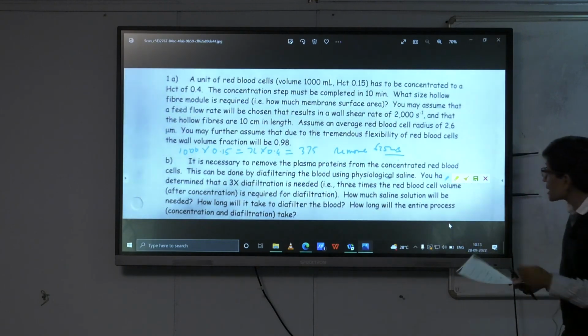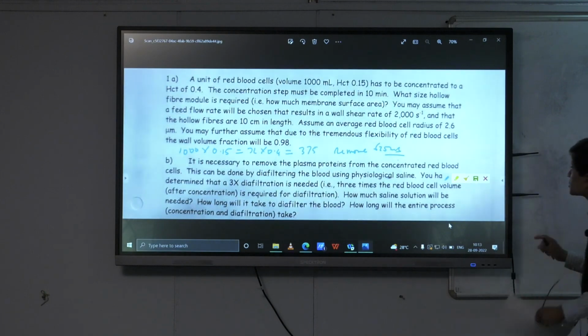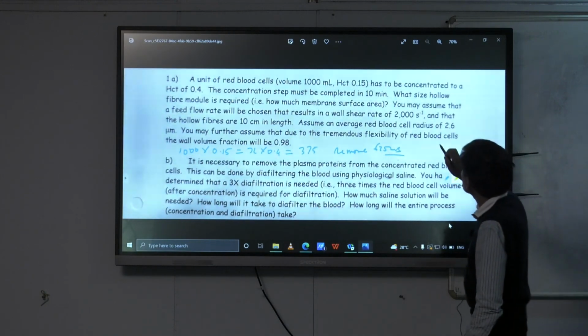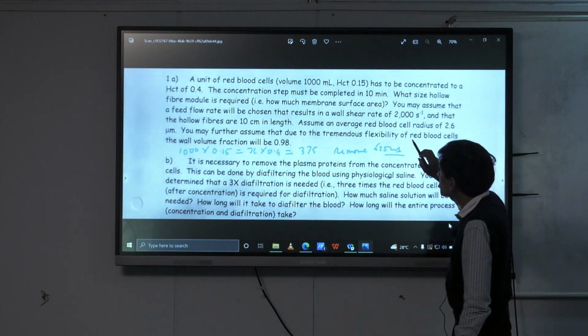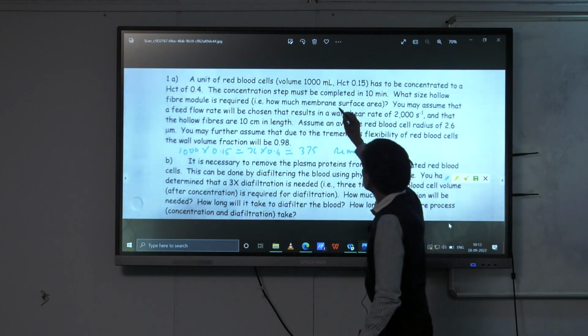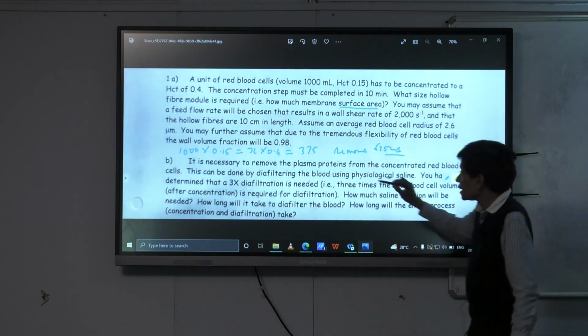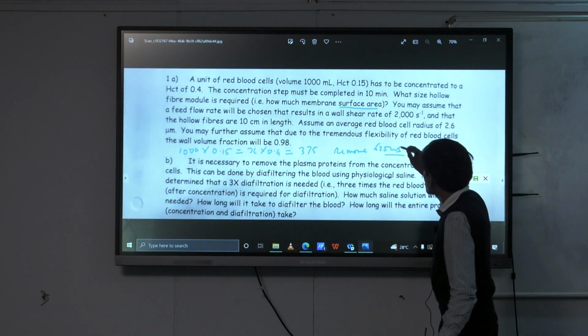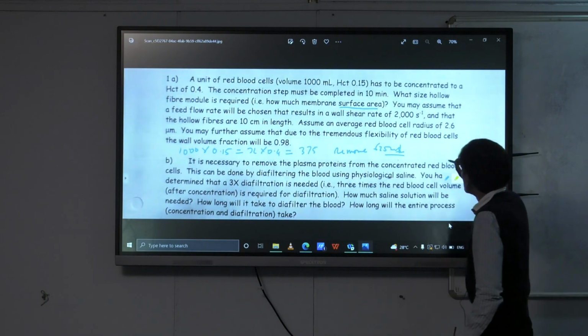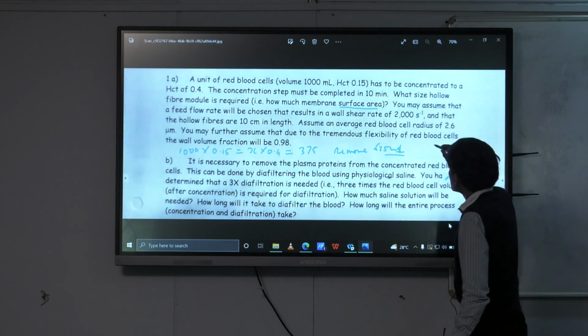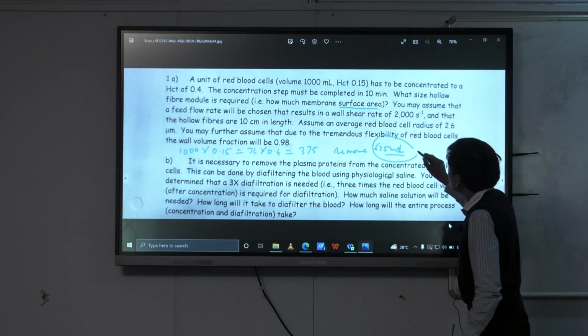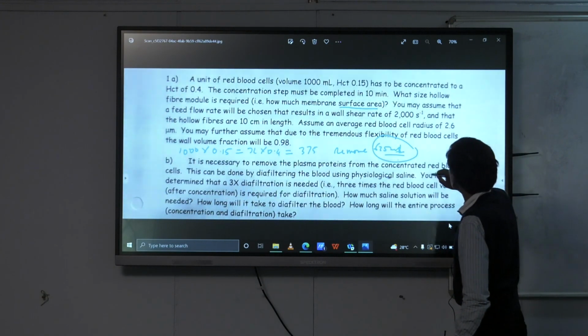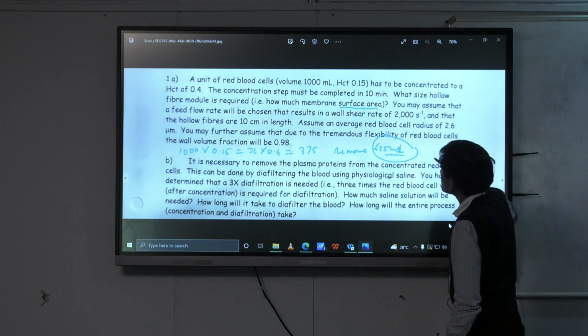Now, what is the question asking us? That's okay, but don't forget what the question is asking. The question is saying, what size hollow fiber module is required? In other words, what sort of membrane surface area? So now we know how much liquid we have to remove, 625 ml, and we have to do it in how long? It told us, right?